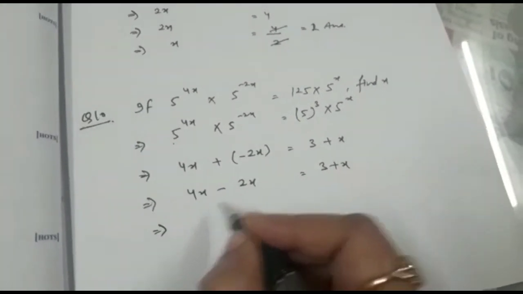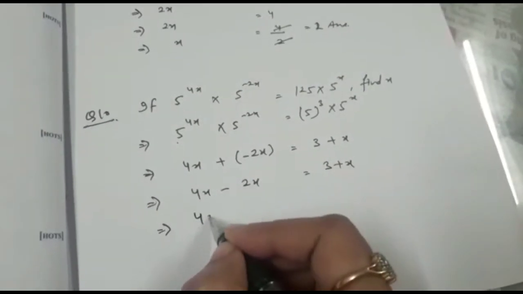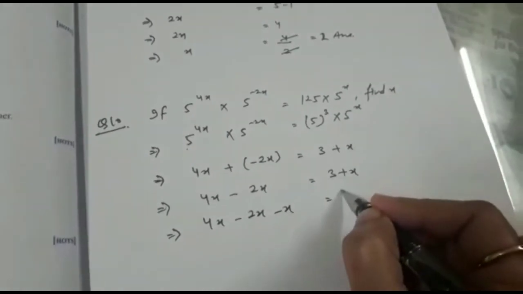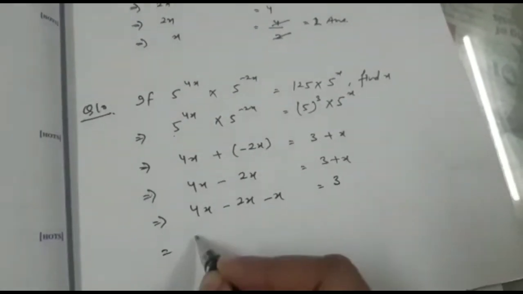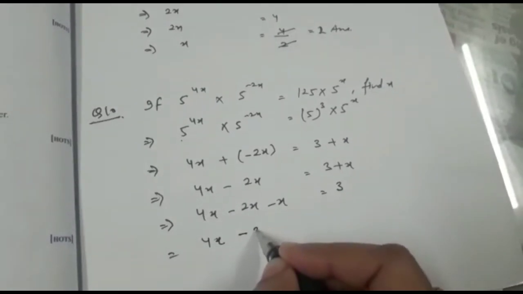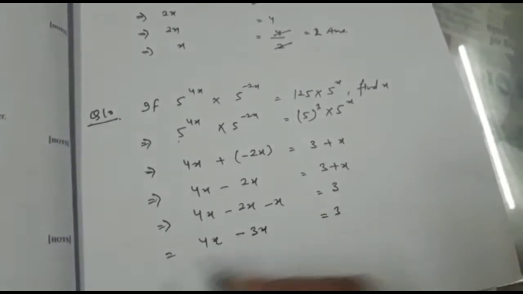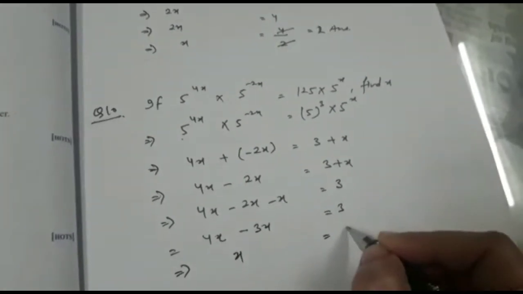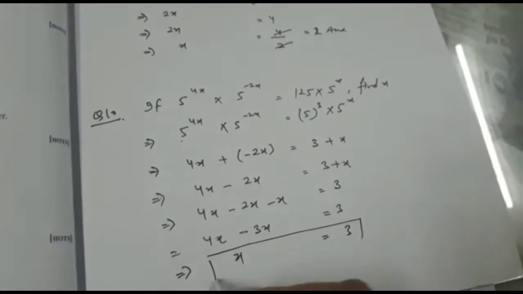So we can transpose the variables form into the variables form and normal form into the normal form. So 4x minus 2x and minus x would become minus 3x equal to 3, that is 4x minus 3x would be x equal to 3. This is our answer.